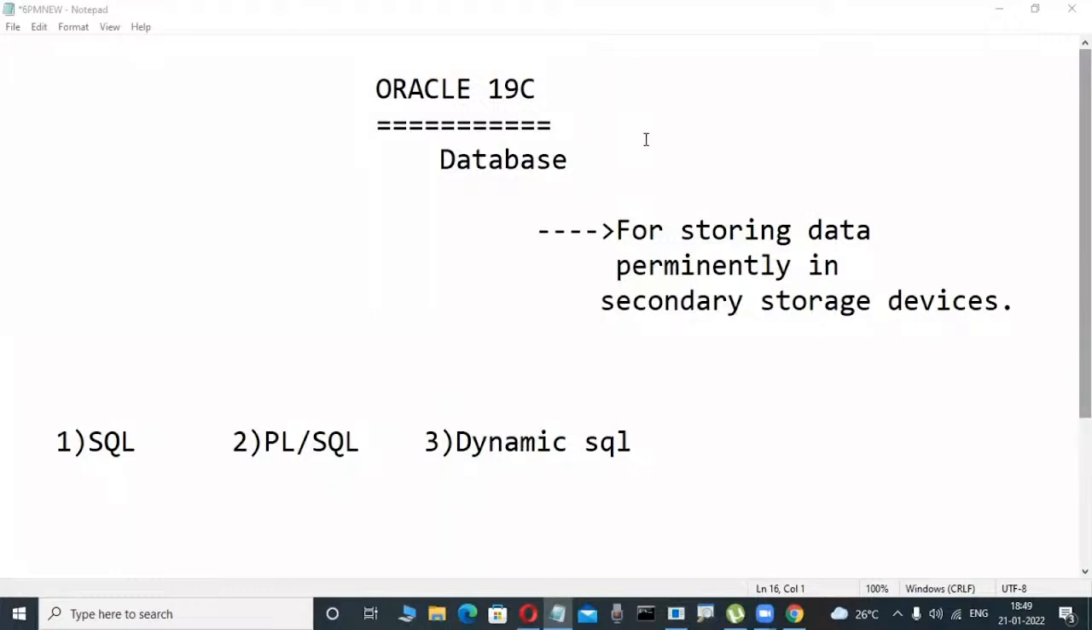Logical and physical, the relation between both things. After one or two days we start the actual classes. Don't worry.